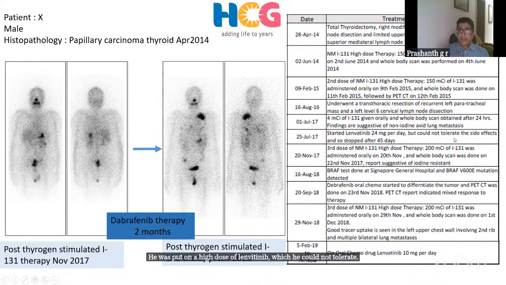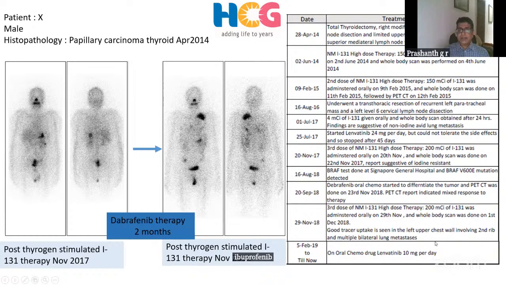So subsequently referred to us, underwent an empirical therapy with thyrogen. Even then, no uptake. So then subsequently, we got a BRAF mutation done for him. So he had a BRAF mutation, following which he was put on dabrafenib, which he took for about 45 days. So surprise, surprise, what happened? What was initially this became this. So what was non-iodine concentrating became iodine concentrating after about 45 days of dabrafenib.